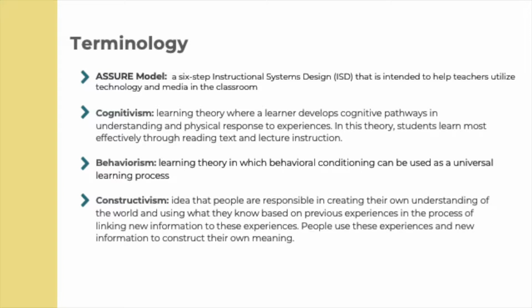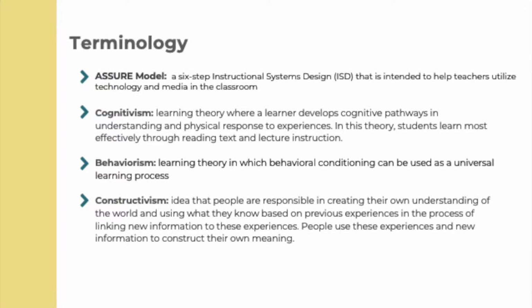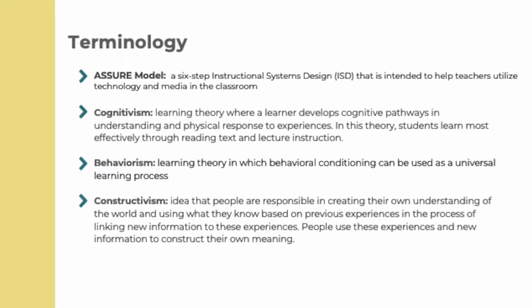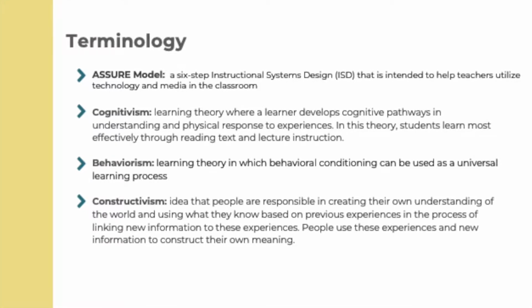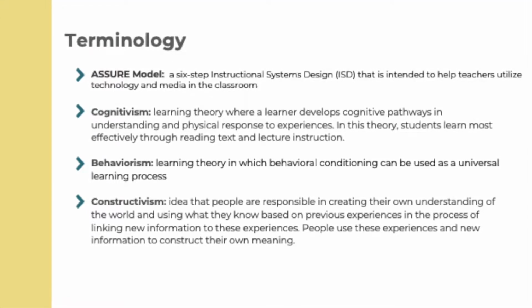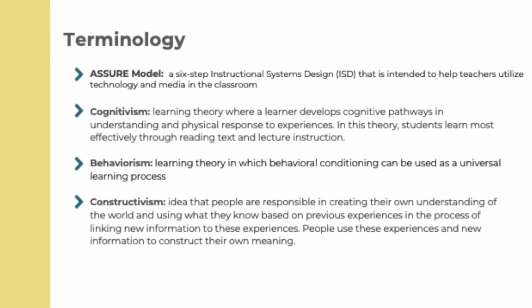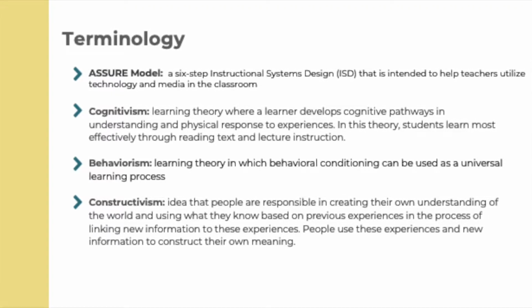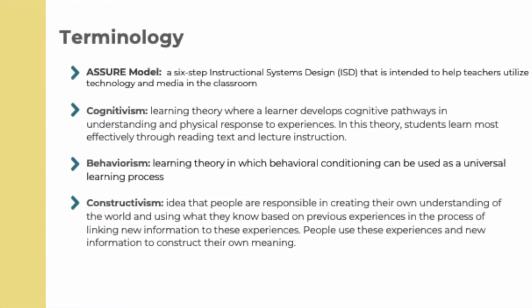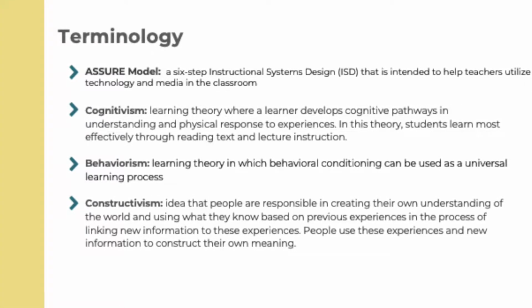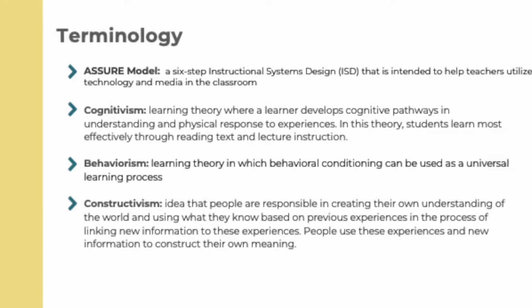Before we dive in, let's look at the terminology that will be used throughout this module. The first is the ASSURE model. The ASSURE model is a 6-step instructional systems design that is intended to help teachers utilize technology and media in the classroom. Second is cognitivism, which is a learning theory where a learner develops cognitive pathways in understanding and physical response to experiences. In this theory, students learn most effectively through reading, text, and lecture instruction.